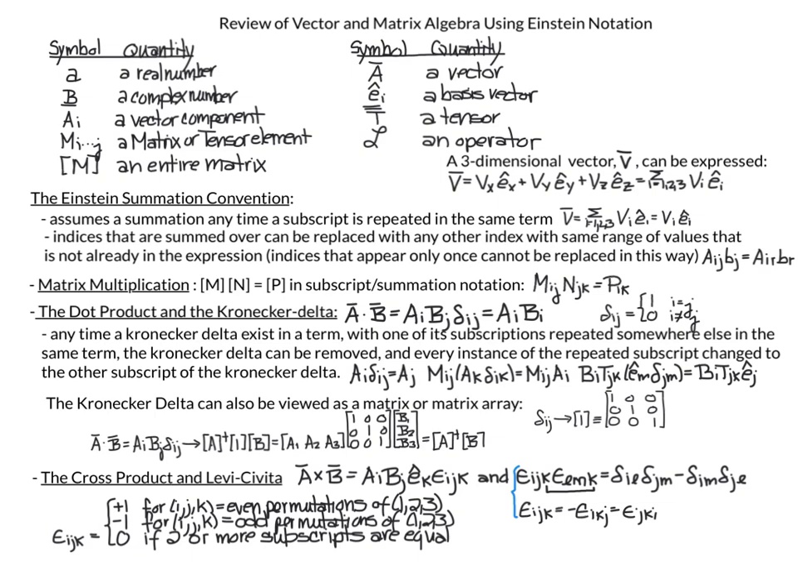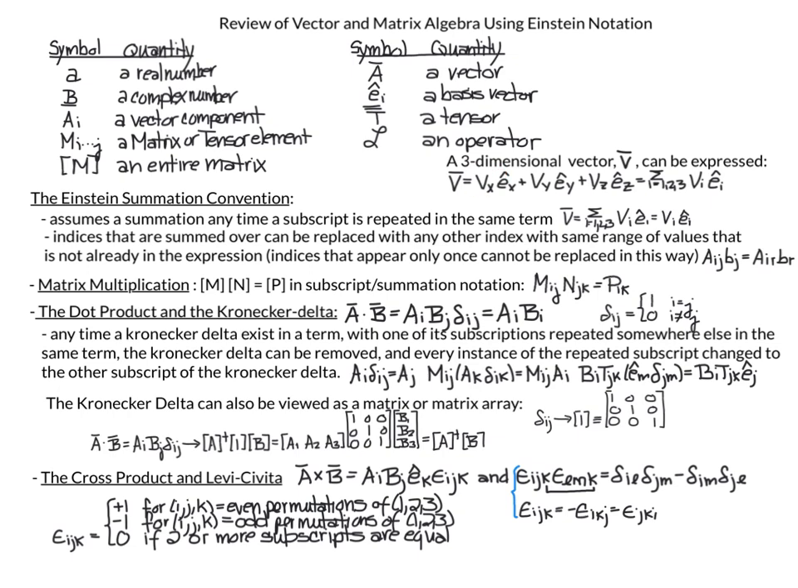Our symbol for a vector is an uppercase letter with a bar over it. We have e to the i with a little hat for our basis vector. An uppercase letter with 2 bars over it is a tensor, and a script L will be an operator. With this, a 3-dimensional vector v bar can be expressed as v subscript x. So that's the x component using this notation here, the capital with the subscript.